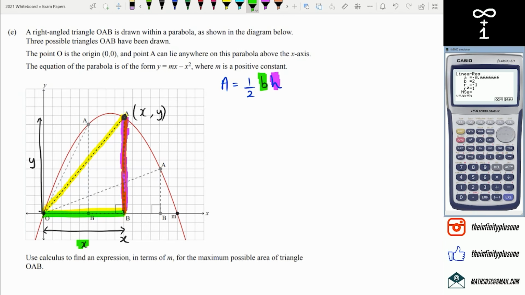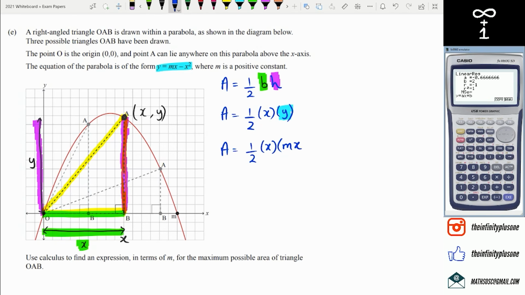I will run some tutorials later on in the year when I go through this part again, because this is something quite crucial to know. So that's pretty much what I've done here, right? I'm just going to write that down here. So area is equal to half, base is x, and the height is whatever the y value is. Now, because I know that y is equal to mx minus x squared, I can get rid of the y and replace this with A is equal to half times x multiplied by (mx minus x squared).